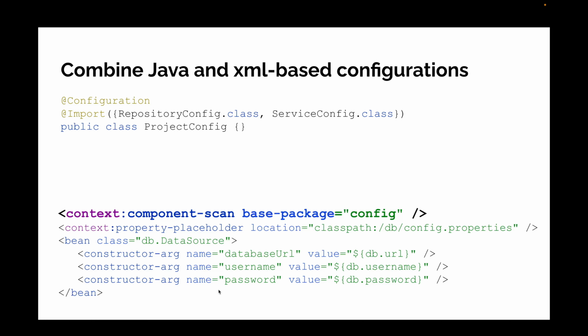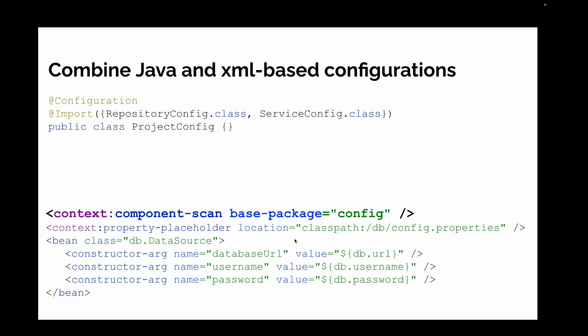Okay. Now after that, we are creating a bean of class db.DataSource, and here we are specifying all these three properties: database URL, username and password, and their values we are reading from a properties file. Now here as well we need to tell the IOC container where we can find the values of these properties. So for that we are using one tag, which is context:property-placeholder, and we have specified the location of the properties file.